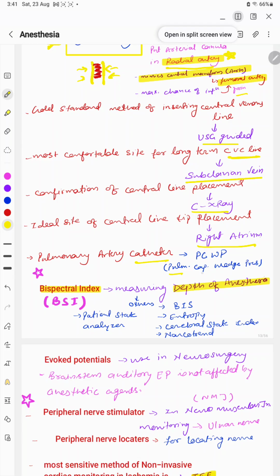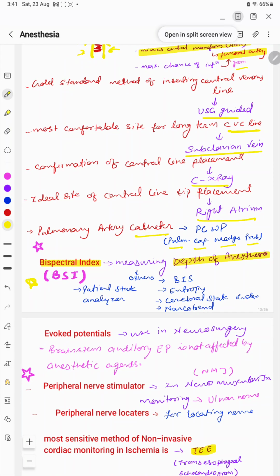This is the pulmonary capillary wedge pressure, and we can measure it by the pulmonary artery catheter. This is very important: bispectral index. You will see in the image, you can see the face like this, not like this. First, like this is the face. You can imagine this is the face of the person.